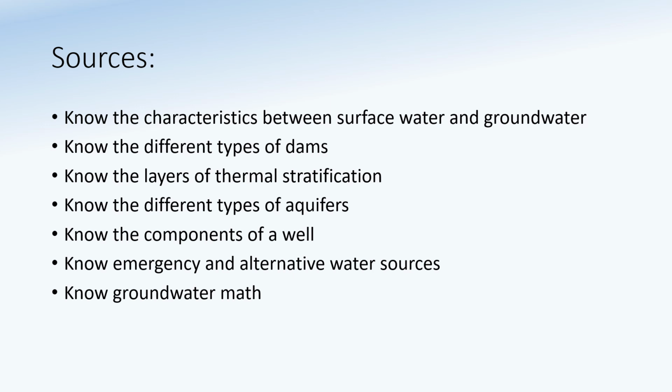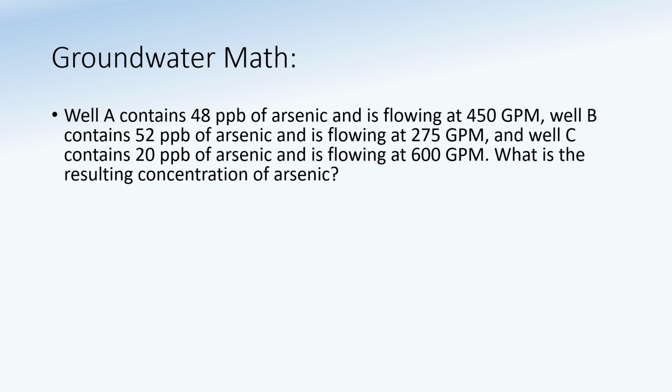So with that, let's do a math problem. You have a well A that contains 48 parts per billion of arsenic and is flowing at 450 gallons per minute. Well B contains 52 parts per billion of arsenic and is flowing at 275 gallons per minute. And well C contains 20 parts per billion of arsenic and is flowing at 600 gallons per minute. What is the resulting concentration of arsenic? I'll give you a second to pause this if you want to try and solve it for yourself. And with that, let's solve the problem.